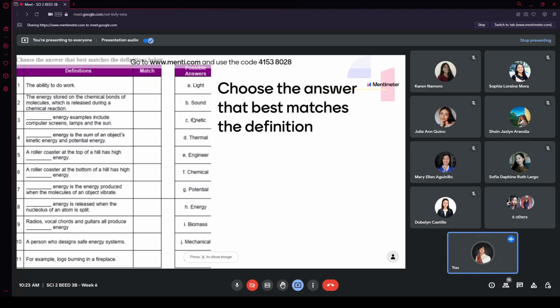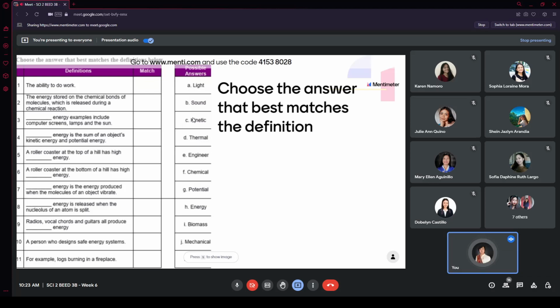Number 5, roller coaster at the top of a hill. That's a high blank energy. So at the top of a hill, that should be high potential, right, at the top of the hill. And then for 6, bottom of the hill, it should have high kinetic energy.